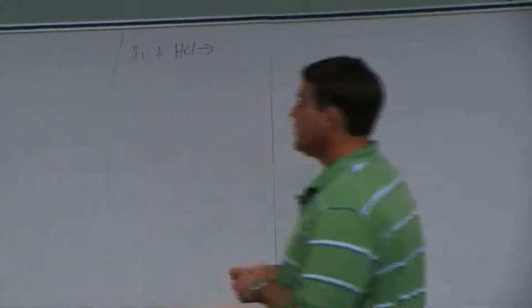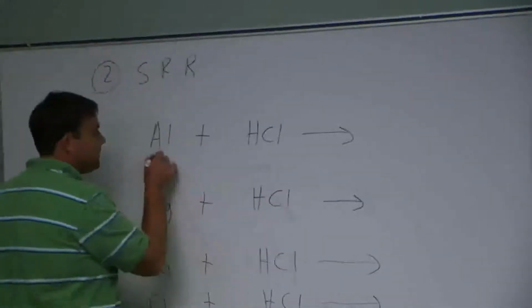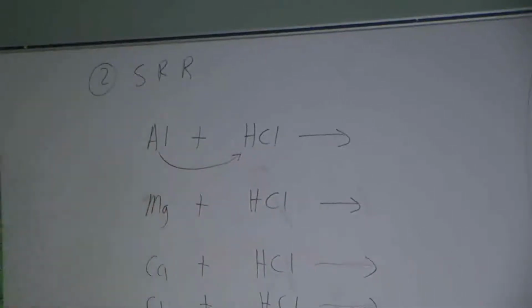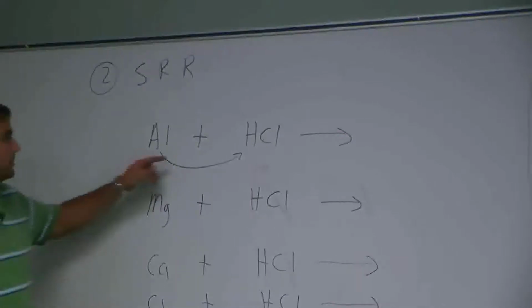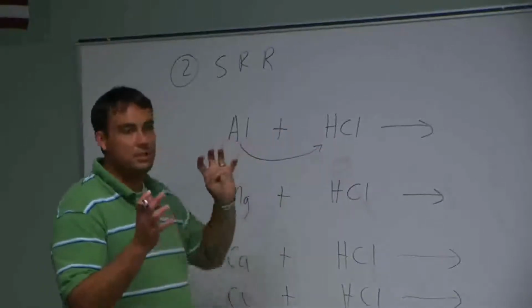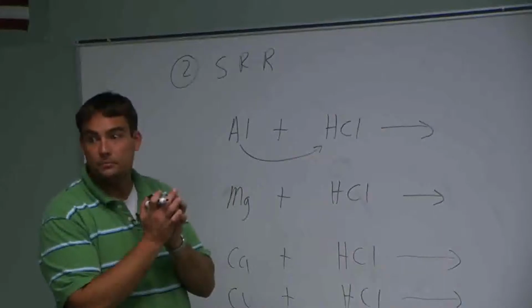Okay. Well, single replacement, that means that one thing will singly be replacing another thing. Okay. So here is what could happen. This aluminum could come over here and knock that hydrogen out the way. Now, if aluminum came over here and knocked this hydrogen out of the way, what would come together? The aluminum and the hydrogen, or the aluminum and the chloride?